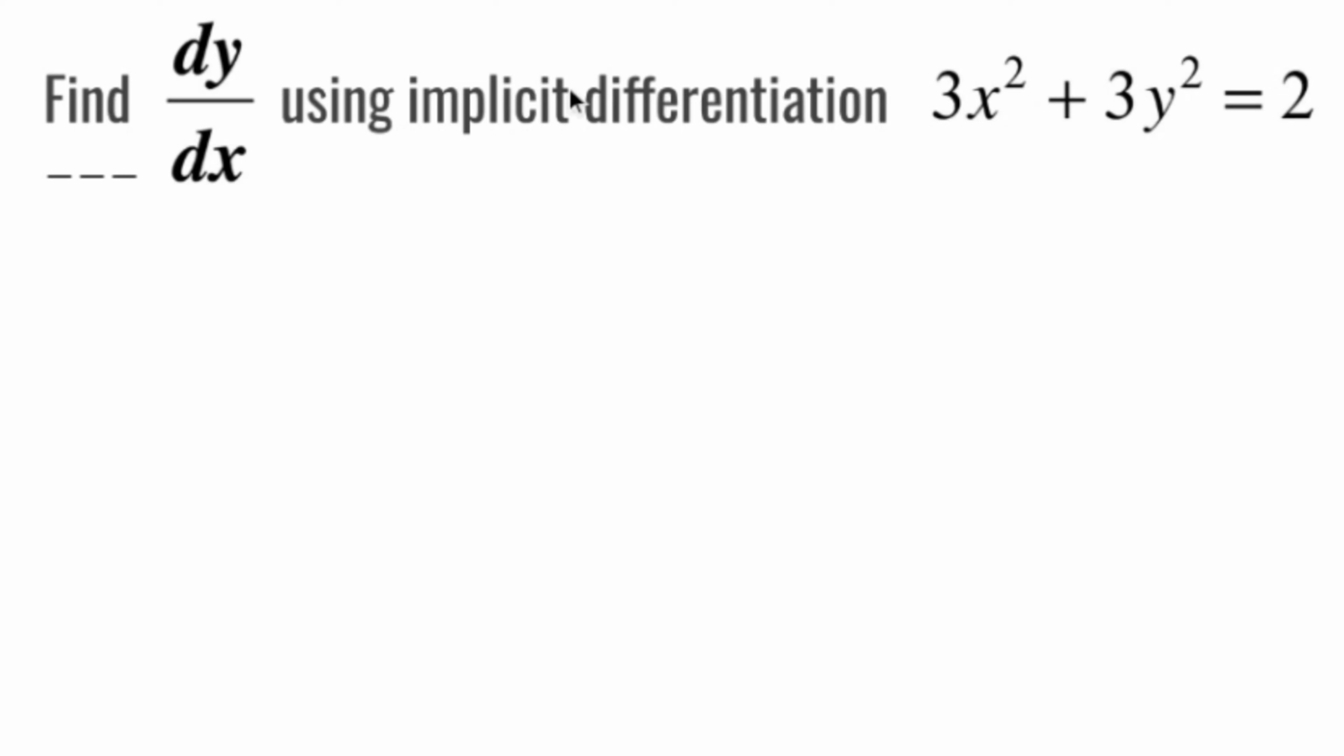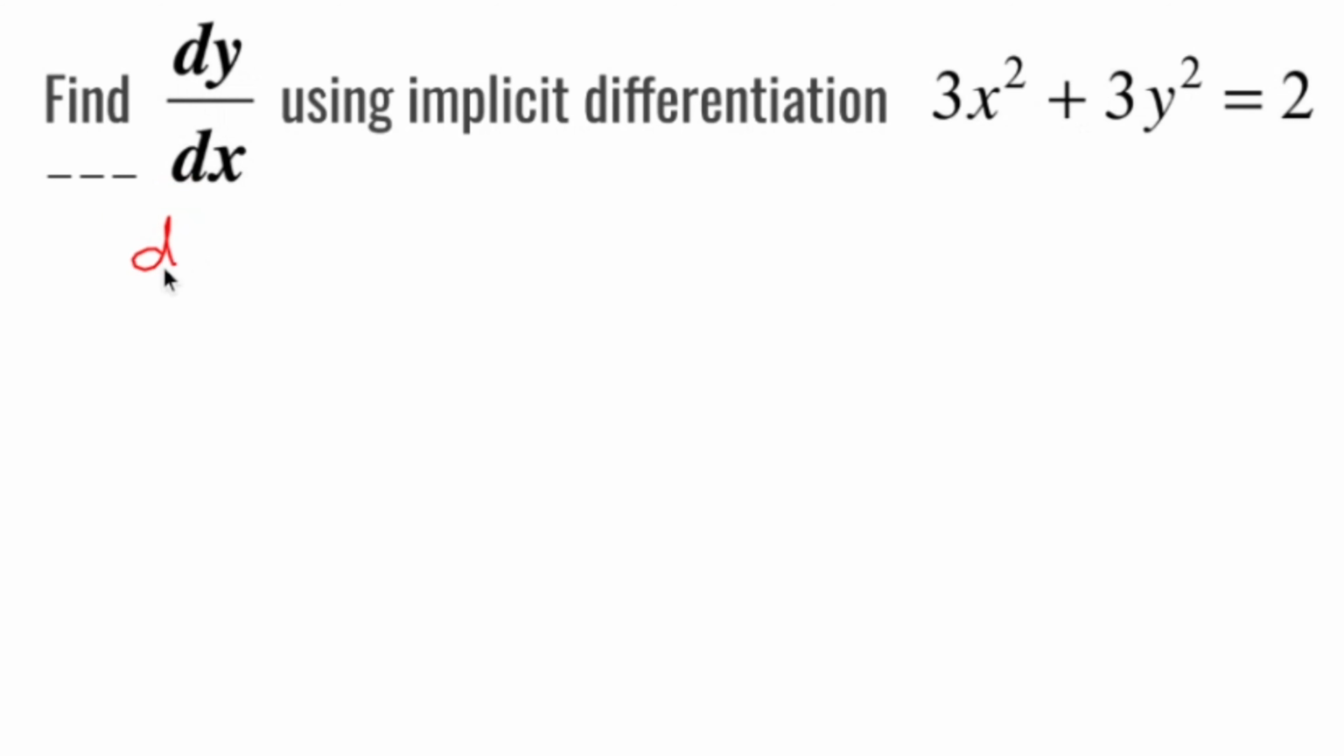Implicit differentiation. When you take the derivative using implicit differentiation, since it's dy/dx, you're taking the derivative with respect to x. Anytime you take the derivative of anything that has an x attached to it, you just take the derivative. Anytime you take the derivative of something that's not an x, you take the derivative but attach dy/dx to it. So, find dy/dx using implicit differentiation.